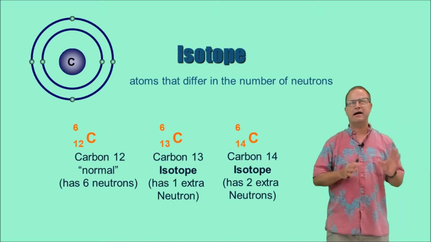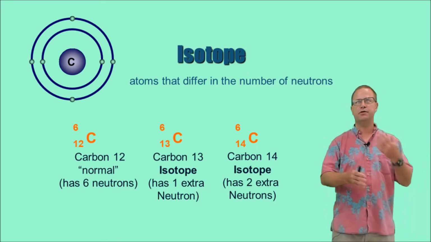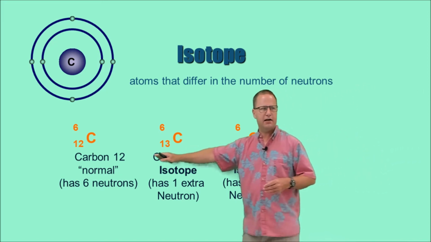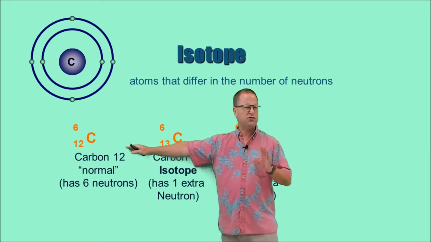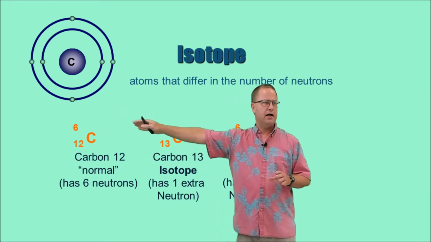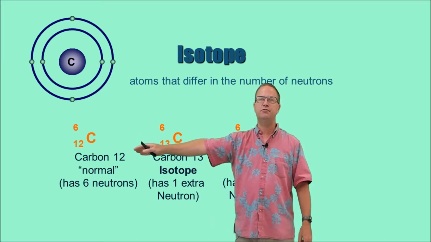Okay, now let's talk about isotopes. An isotope is an atom that differs in the number of neutrons from other atoms of the same element. So for example, if you look here all the way at the very end, we have something called carbon-12. This is normal carbon. Carbon has an atomic number of 6 up there, and it has an atomic mass of 12, and if you subtract 6 from 12, you find that carbon-12 has 6 neutrons.